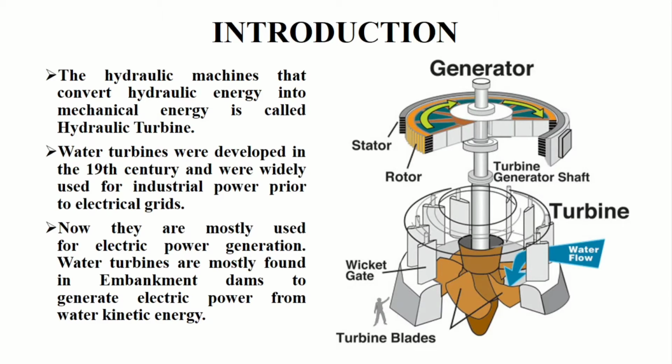If we use the term hydraulic machines, then it consists of turbines and pumps. In the pumps, mechanical energy gets converted to hydraulic energy. But in the case of a hydraulic turbine, we are converting hydraulic energy to mechanical energy. It was developed in the 19th century and is purely used for the generation of electricity. These hydraulic turbines are usually found near the dams for generating electricity.